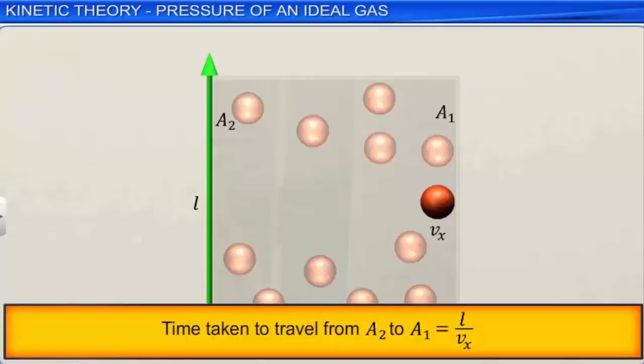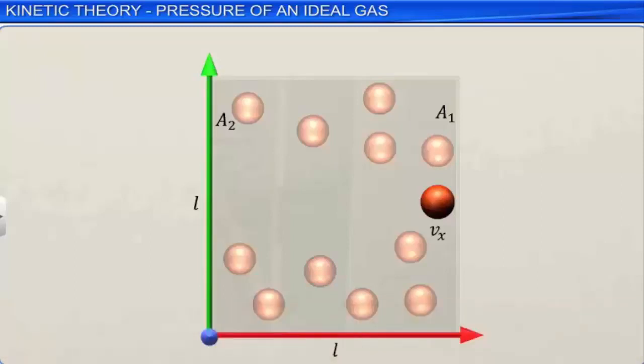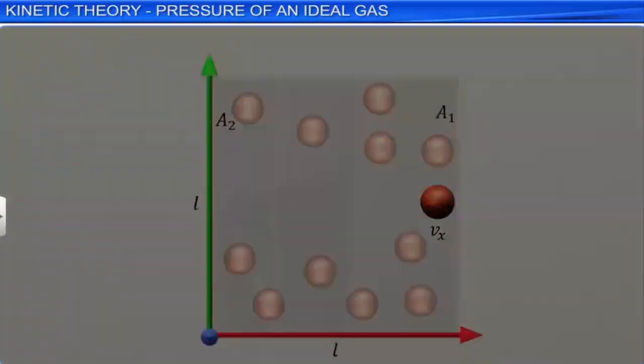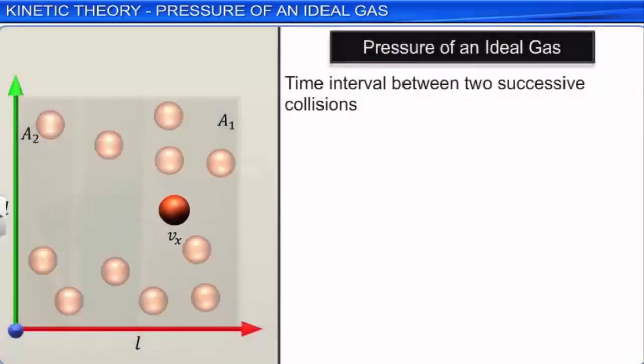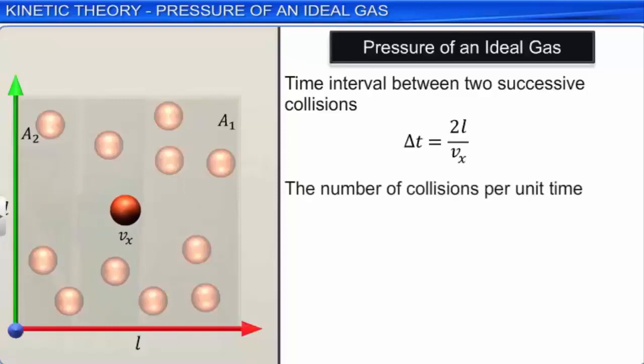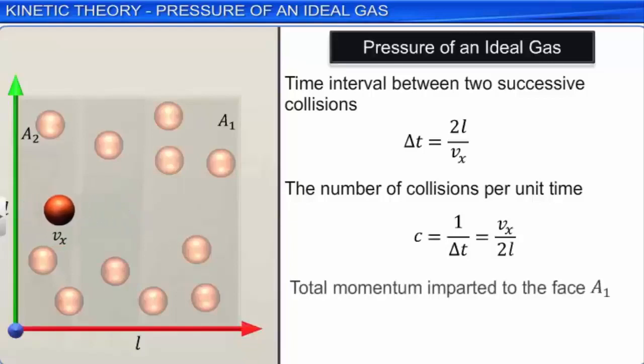Assuming that there is no collision with the other molecules, the time interval between two successive collisions of a molecule with face A1 is delta T = 2L divided by Vx. Then the number of collisions of this molecule per unit time is C = 1 by delta T, which is equal to Vx by 2L. The total momentum imparted per unit time to face A1 by this molecule is equal to C into delta P dash.